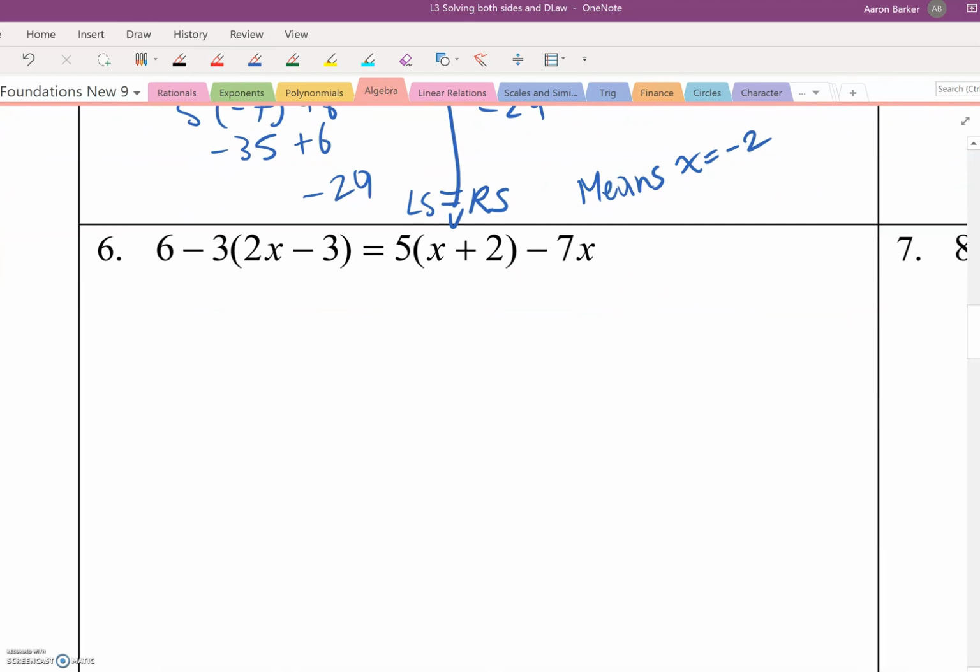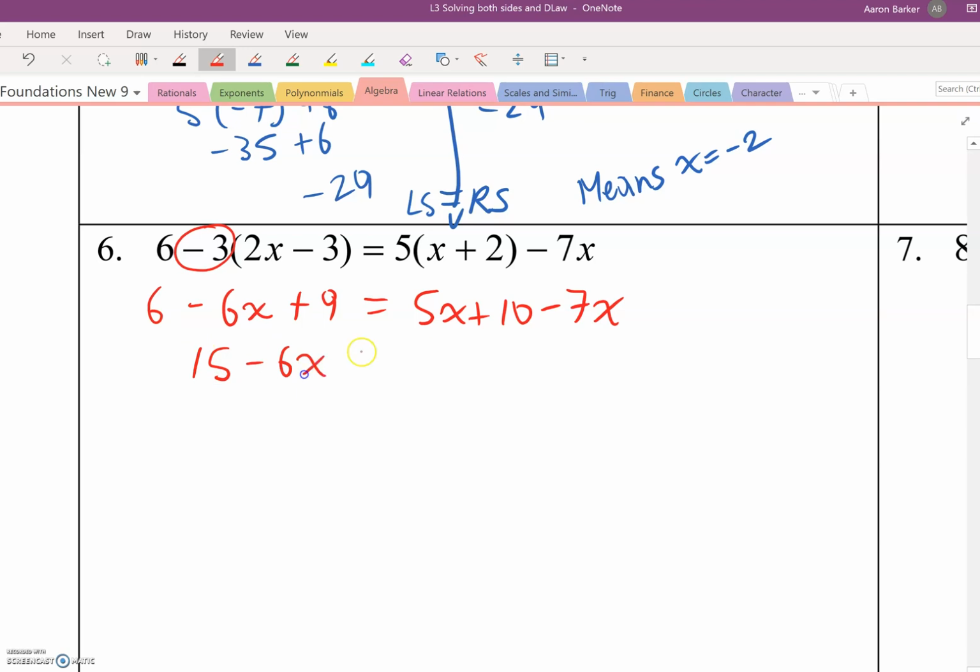Try this yourself, then watch. Multiply in, get rid of your brackets. Here, multiplying by -3. Really important to include that sign, and your signs change. Multiply in. Good. Don't move things across the equal sign yet. Let's simplify, collect like terms. So we had 15 minus 6x equals -2x plus 10.